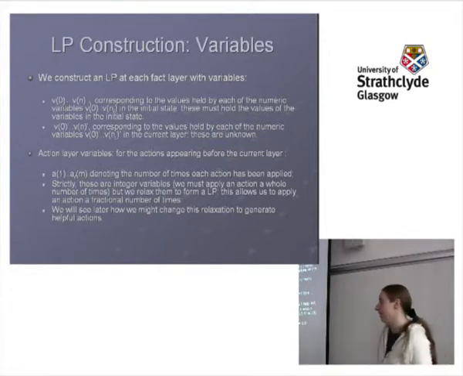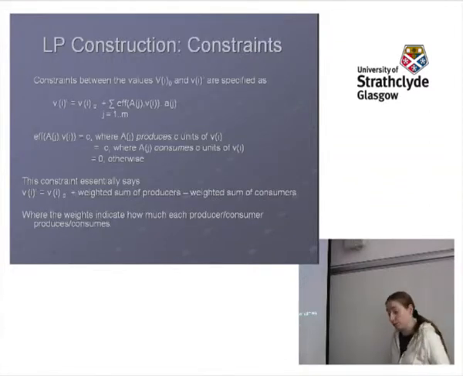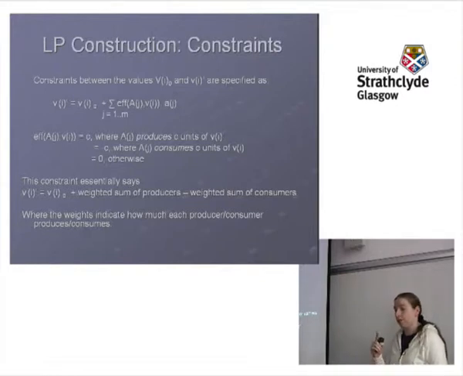We will see later how we can get around this, because it gives us a problem with helpful actions. If it tells us to apply 0.1 of an action, is that a helpful action or not? It's quite tricky. So I'll come back to that later, how we can deal with that. So that's the variables for our LP. We have action variables, values of fluents at the start, values of fluents at the current layer.